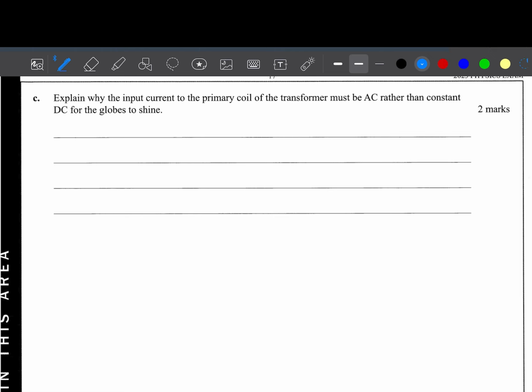Explain why the input current to the primary coil of the transformer must be AC rather than constant DC for the globes to shine.